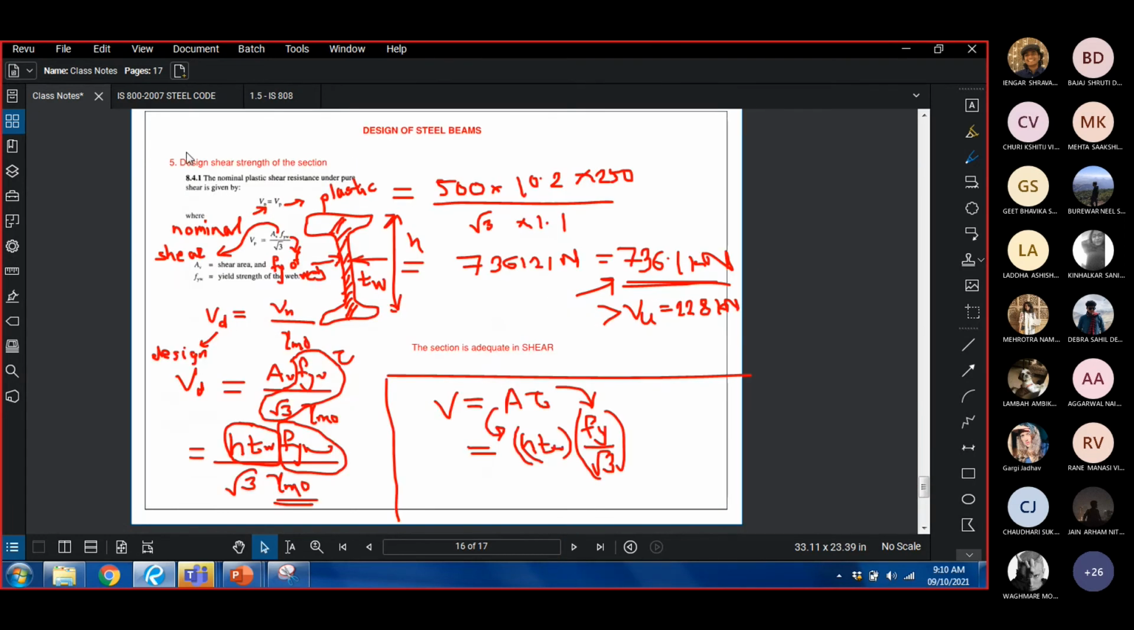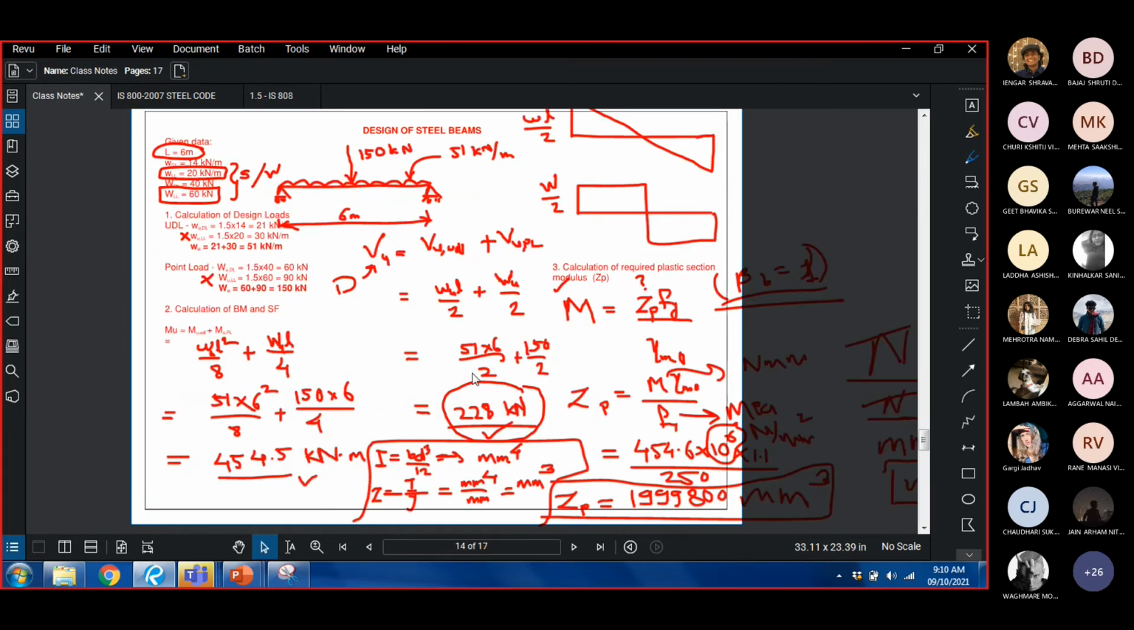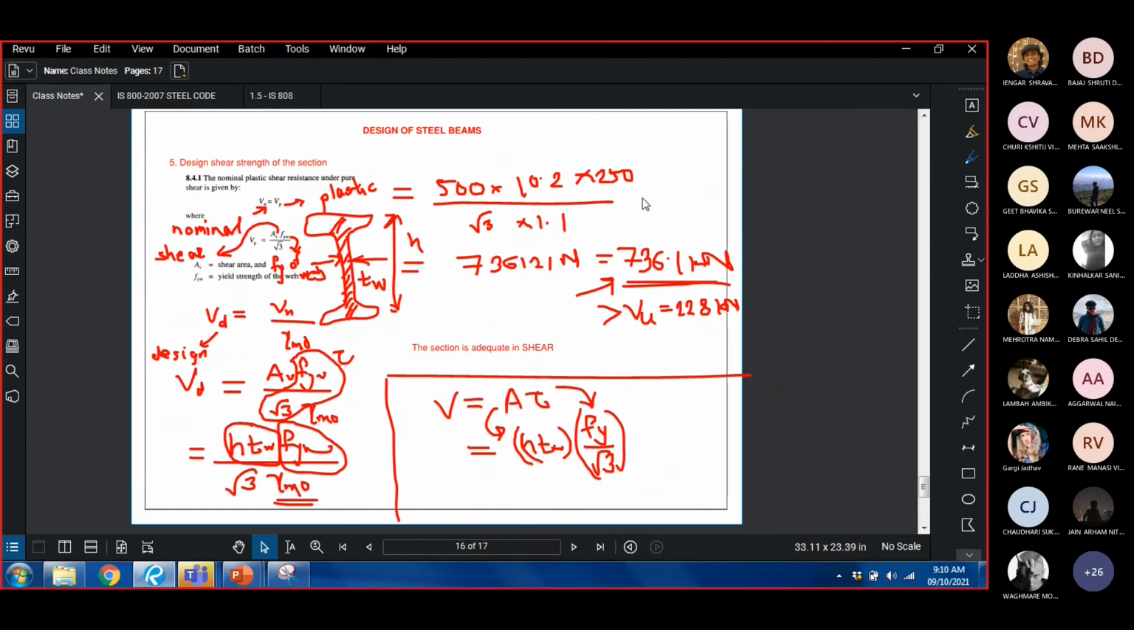अभी shear. तो shear के लिए एक simple formula use करना है बस. So the design strength of shear is Av into fyw upon root 3 gamma m0. Values डाली, ये निकाली, compare किया, shear demand कितना है. We found out कि shear demand adequate है. ये हो गया. Second check.